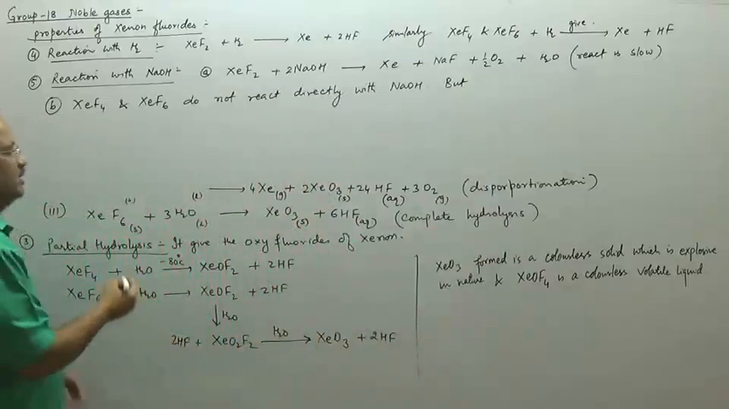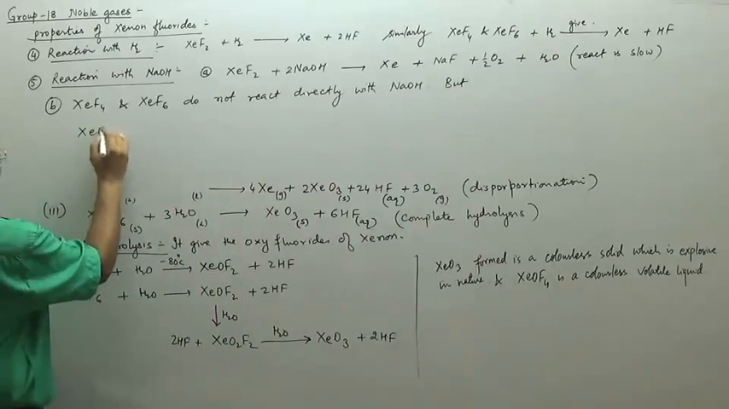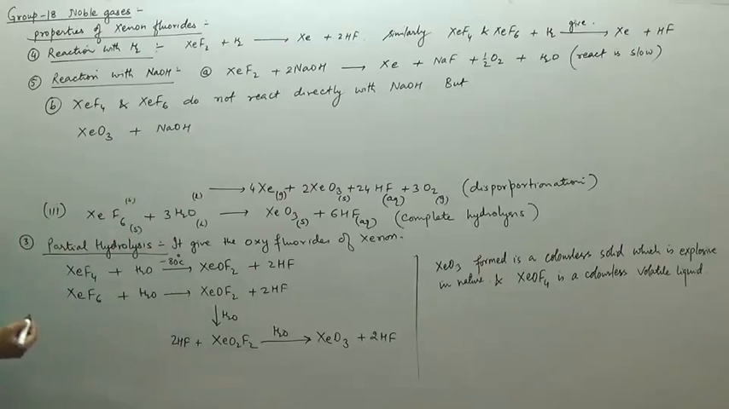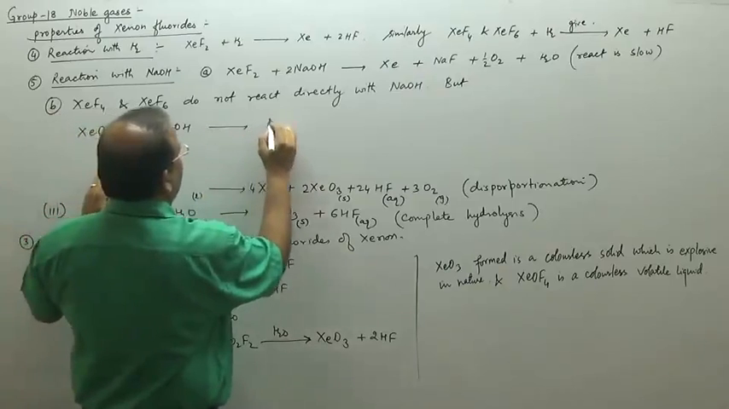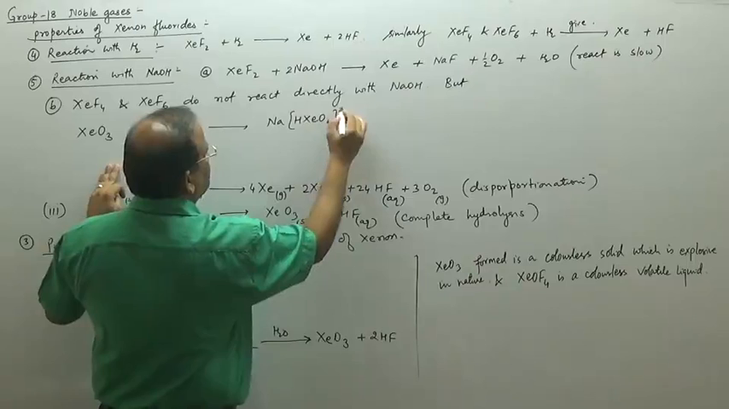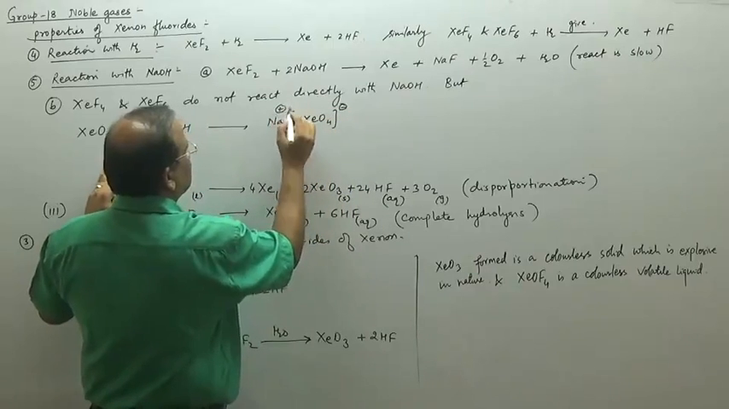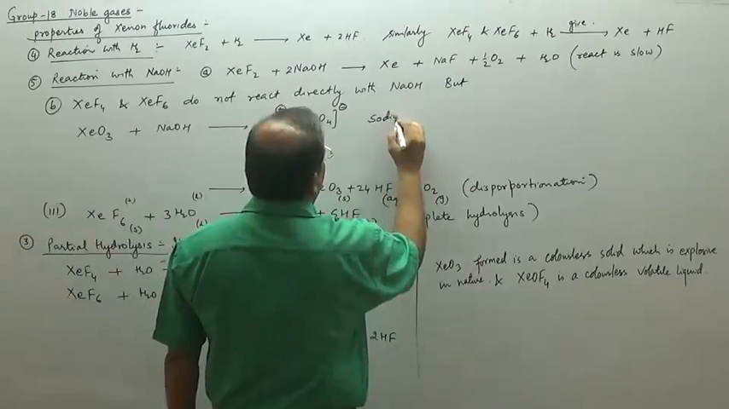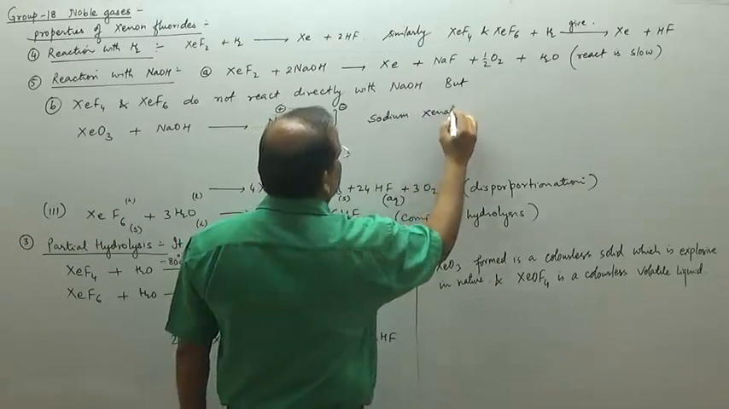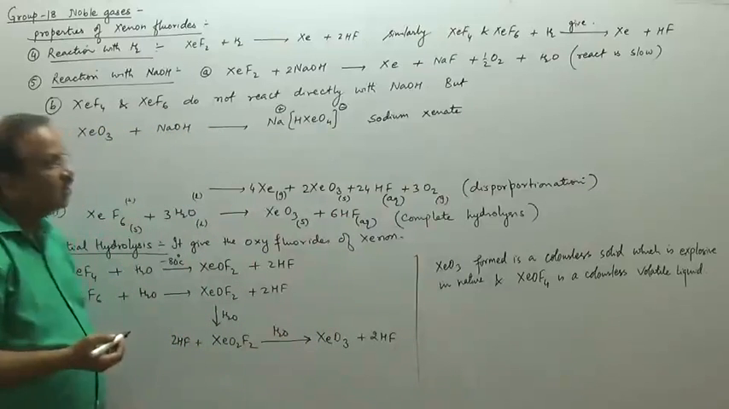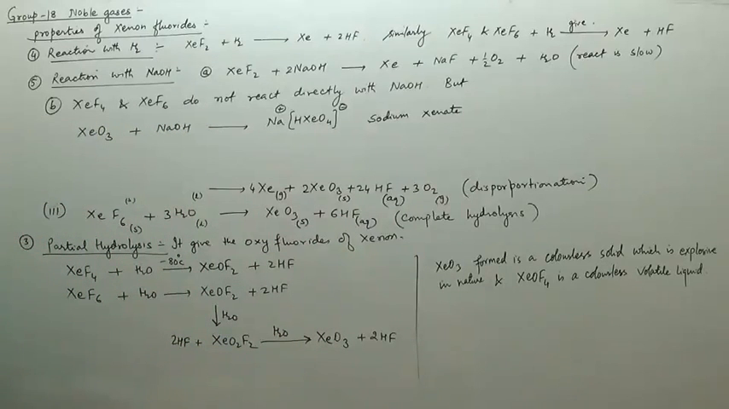XeO3 when reacted with NaOH, in that case it is a basic medium, so it forms a salt like this. NaHXeO4 is formed. This is called sodium xenate. So sodium xenate is formed in this reaction.